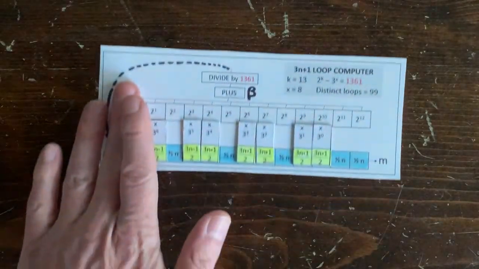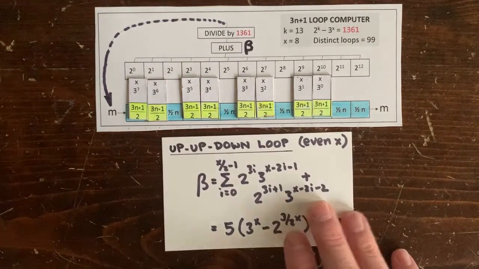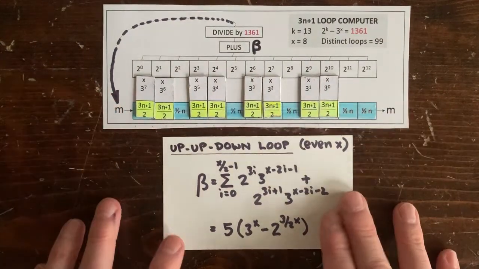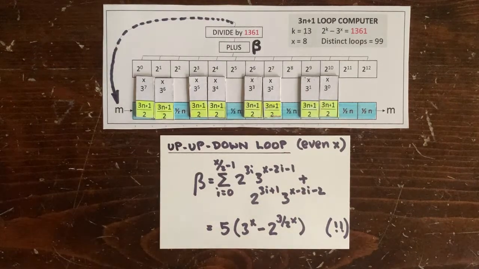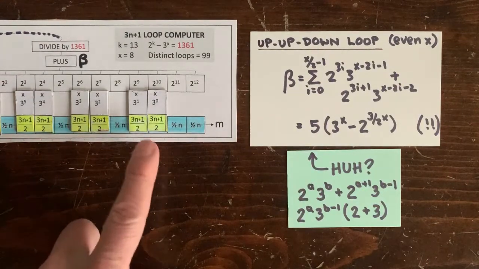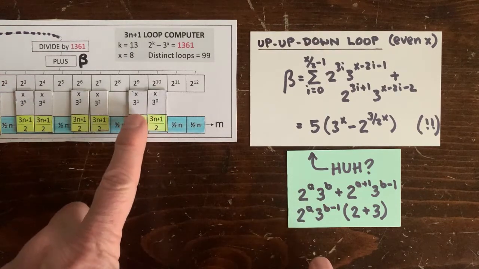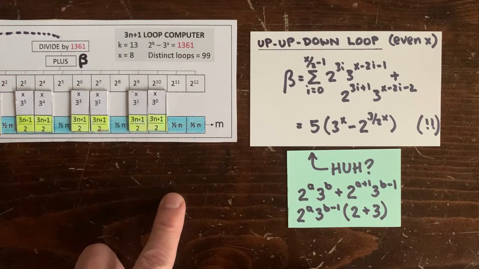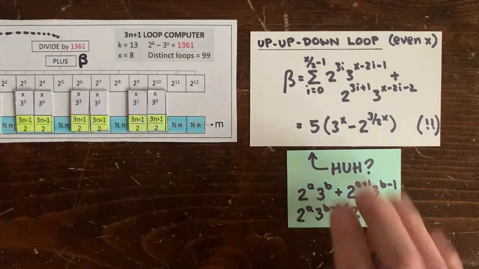So here we've got a loop with 2 up moves, 1 down move, 2 up moves, 1 down move, etc. So there's an even number of up moves, so x is even. Just like with the circuit loop, we can show that this type of loop never consists of integers. This loop's beta simplifies to 5 times 3 to the x minus 2 to the 3 halves x. Hey, where's that 5 from? Well, if we look at any pair of pieces like this, we've got 2 to the a times 3 to the b plus 2 to the a plus 1 times 3 to the b minus 1. And that simplifies like this. Here the 2 plus 3 is basically our 5.